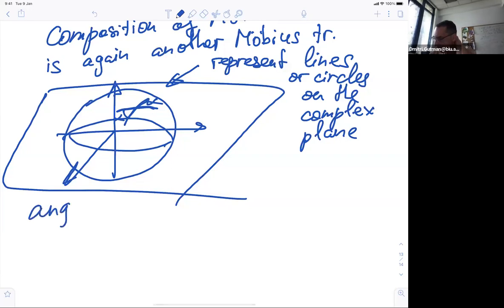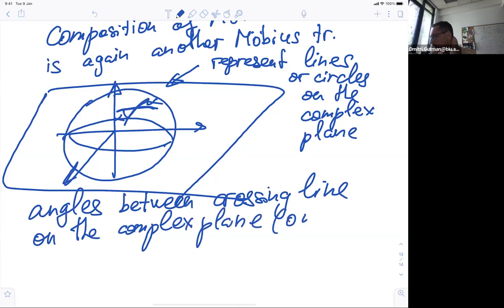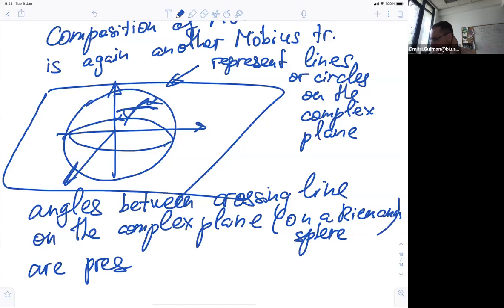Angles between crossing lines on the complex plane, in parentheses on a Riemann sphere, are preserved under Möbius transformation.